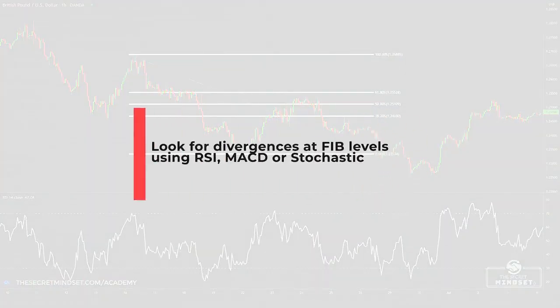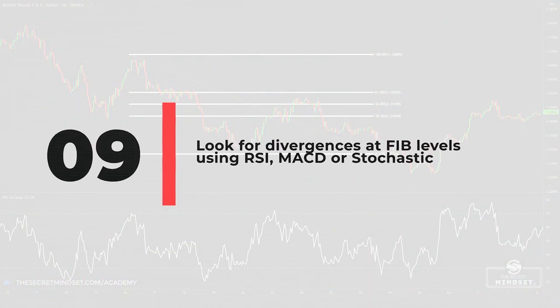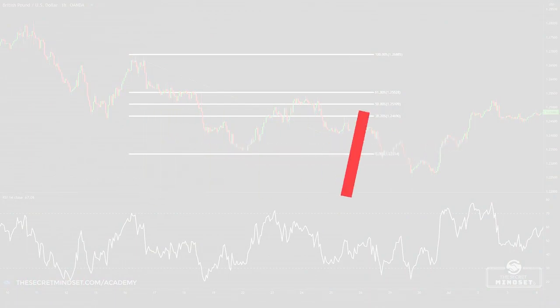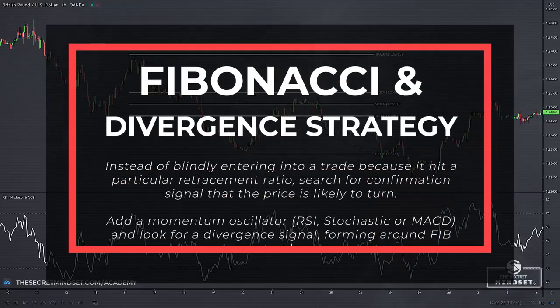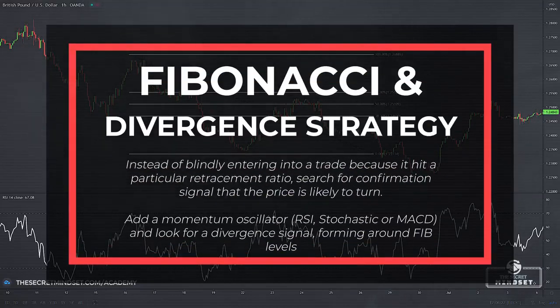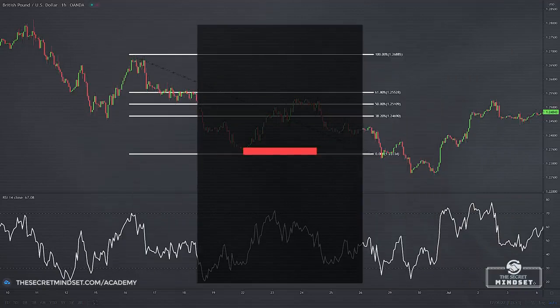Number 9. Look for divergences at Fib levels using RSI, MACD or stochastic. Now, rather than blindly entering into a trade because it hit a particular retracement ratio, you need a confirmation signal that the price is likely to turn. I prefer adding a momentum oscillator like the RSI, stochastic or MACD and look for a divergence signal forming around Fib levels. These are leading signals, by the way.